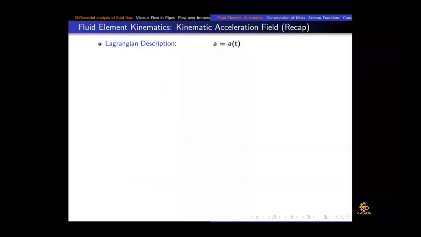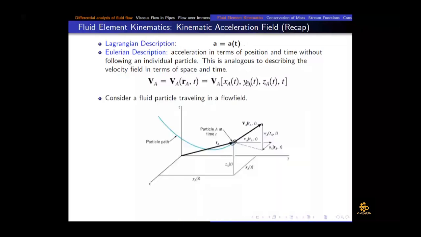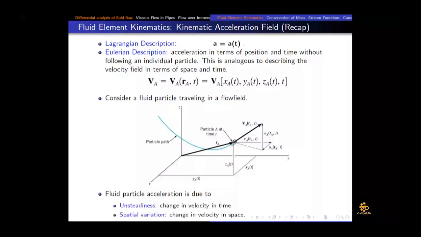So all these things I just put, because they are from FM1. So then the Eulerian approach: we know that for the Lagrangian approach, the properties are only a function of time. For the Eulerian approach, they are also a function of space. So when a fluid particle travels in space, the acceleration is due to two factors. One is the time rate of change, and one is the spatial variation.